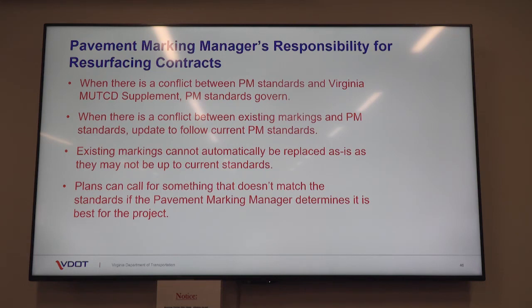PM series standards take precedence over the Virginia supplement. So if you do see a discrepancy between the Virginia supplement and the PM standards, the PM standards overrule the supplement. Pavement marking managers have some room for flexibility, as we discussed throughout this module, if there's sufficient justification using engineering judgment. And then finally, any of those deviations should be documented when you are deviating from the PM standards.